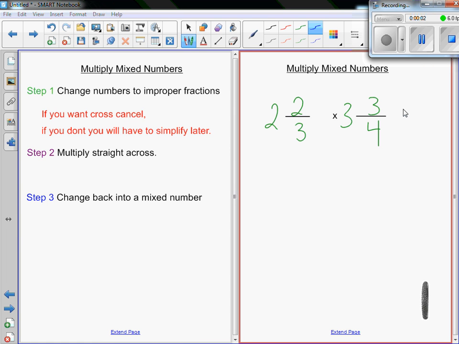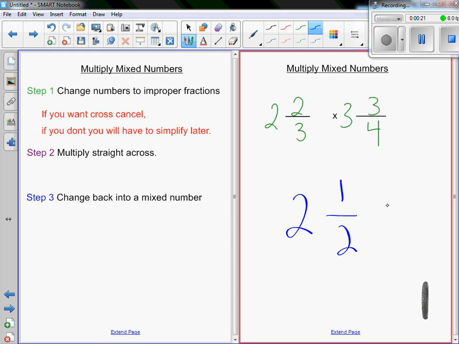Alright, today we're going to multiply mixed numbers. A couple things we need to know to do that. First, what is a mixed number? Now, a mixed number is just a whole number and a fraction combined. It's called a mixed number because it's a mix of a fraction and a whole number.